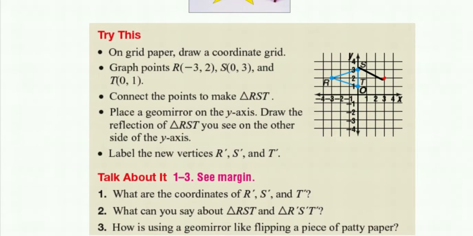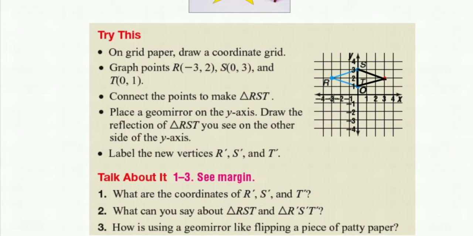Okay, let me make that straight again. So what you have now is a reflected image of triangle RST after you put the geomirror on the y-axis.